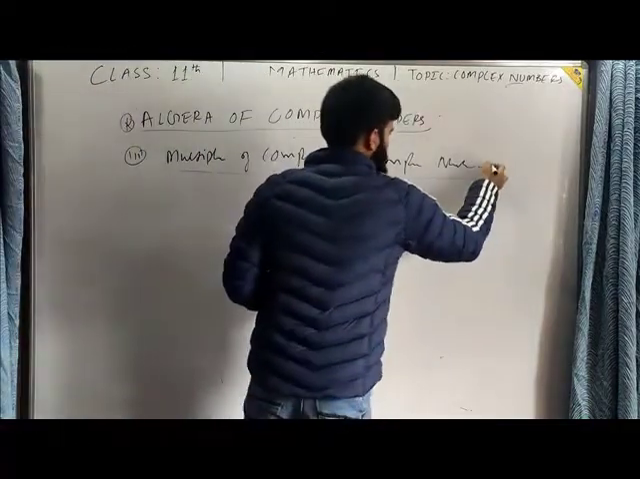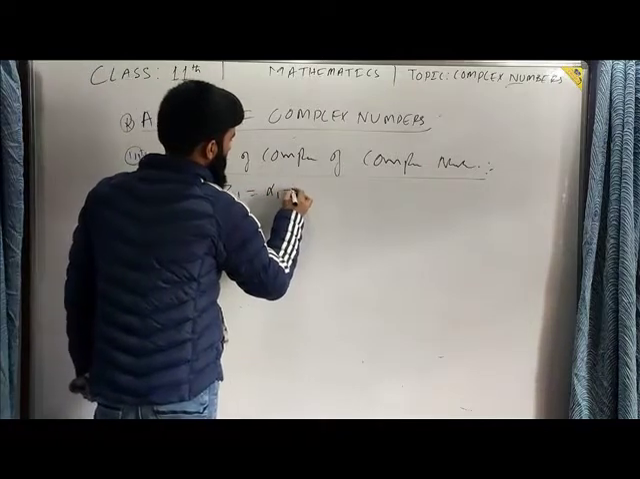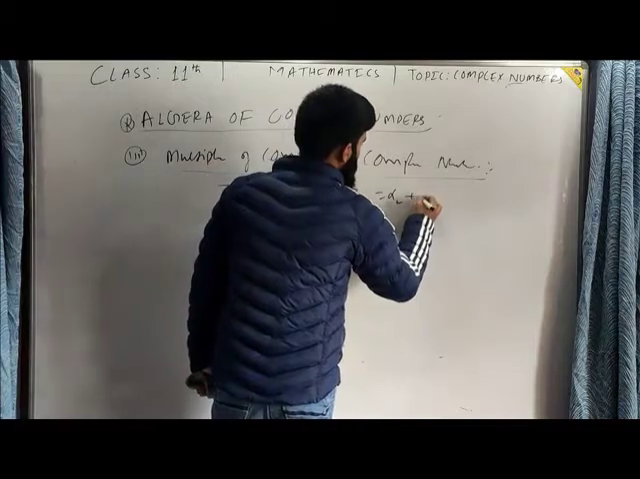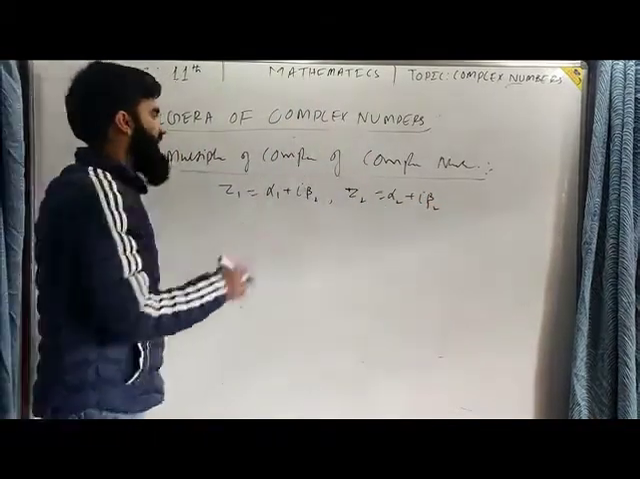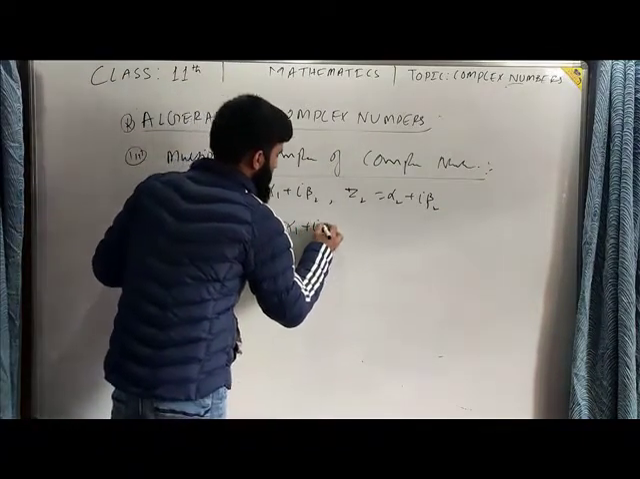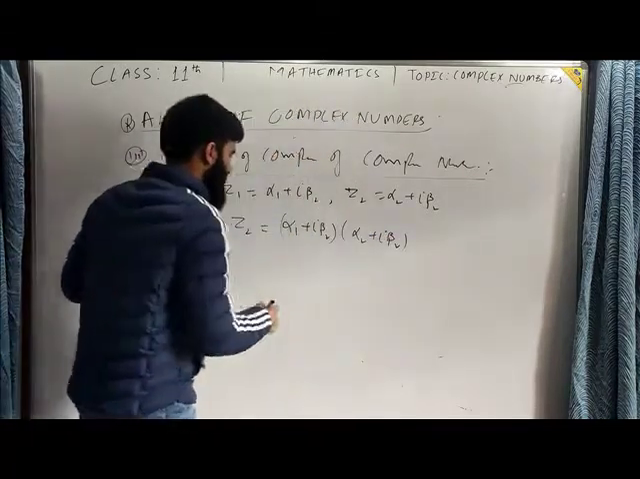How to multiply two complex numbers? If we have z1, that's alpha 1 plus iota times beta 1, and z2, that's alpha 2 plus iota times beta 2. These are the two complex numbers we have. If we have to multiply them, that's z1 dot z2, so that means alpha 1 plus iota times beta 1, into alpha 2 plus iota times beta 2. This is simple mathematics.